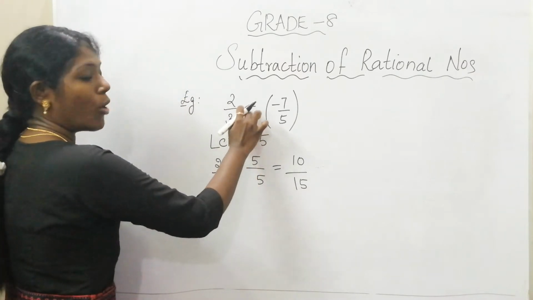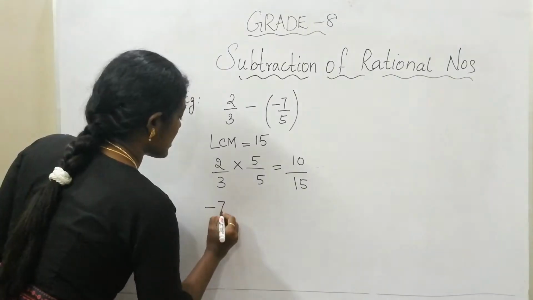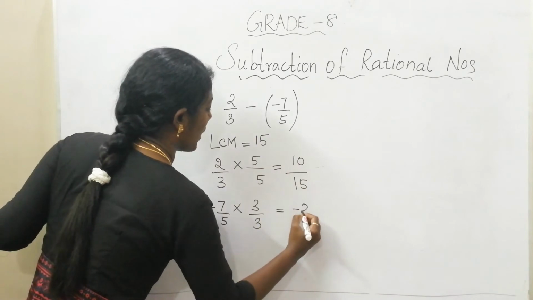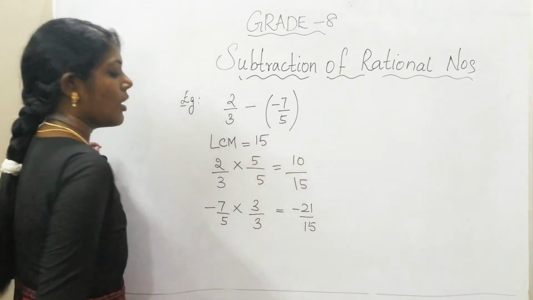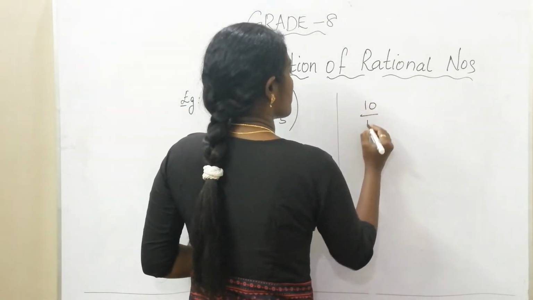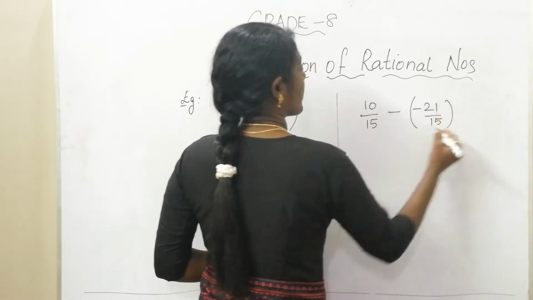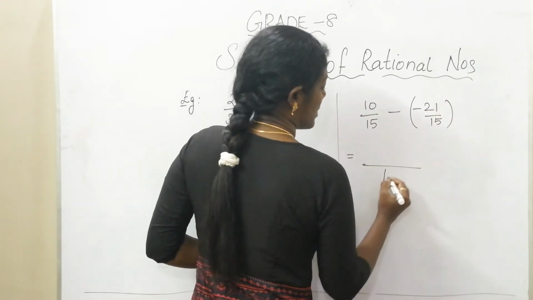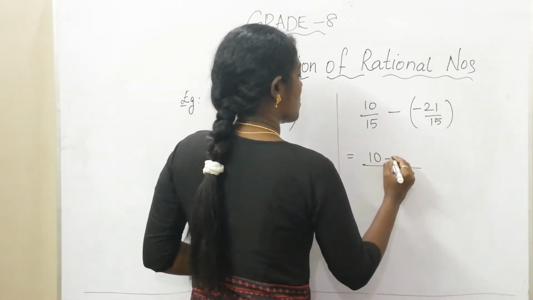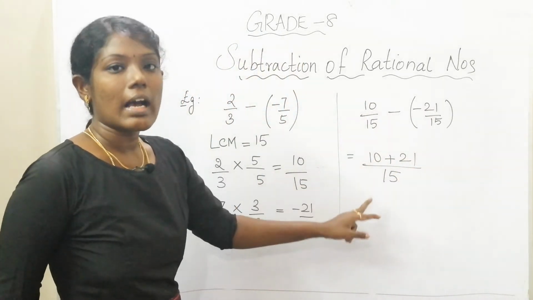In the same way, I don't bother about this minus sign, I only bother about the sign which is given here. So minus 7 by 5, I should multiply with 3 to get 15, so minus 21 by 15. I have found the equivalent rational numbers. Now I write 10 by 15 minus of minus 21 by 15. The denominators are the same, so it is 15, 10, and minus into minus gives me plus 21. Now I am going to add.